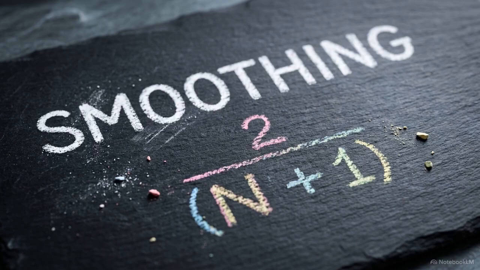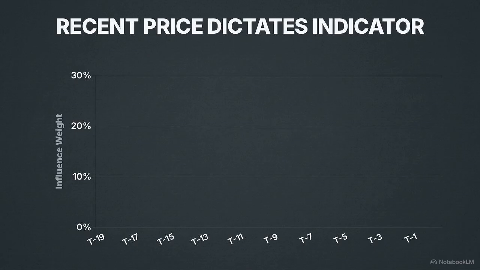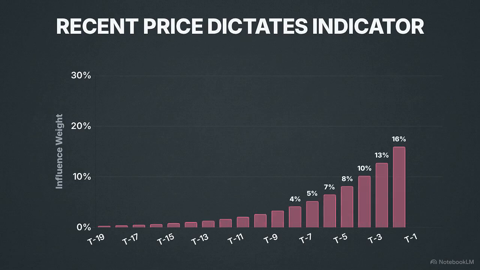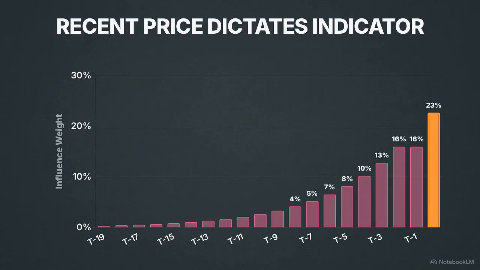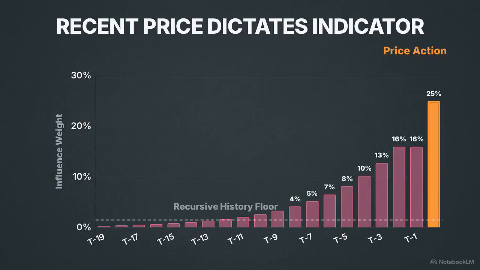This responsiveness is driven by a smoothing multiplier equation, 2 divided by the number of periods plus 1. This multiplier creates a mathematical decay function. As you move back in time, the influence of older price points shrinks exponentially. This graduated weighting system forces the indicator to hug current price action while retaining enough historical data to maintain stability.